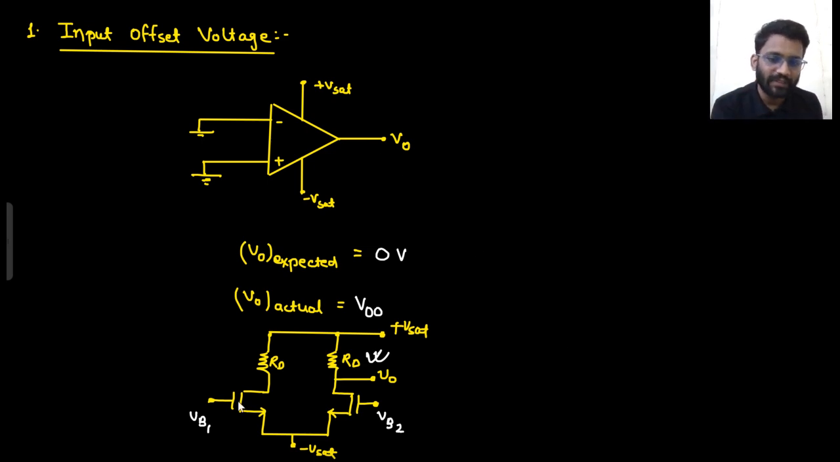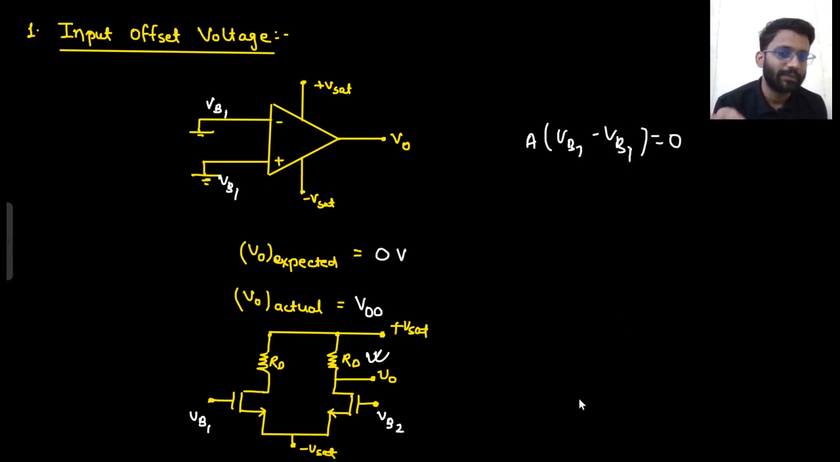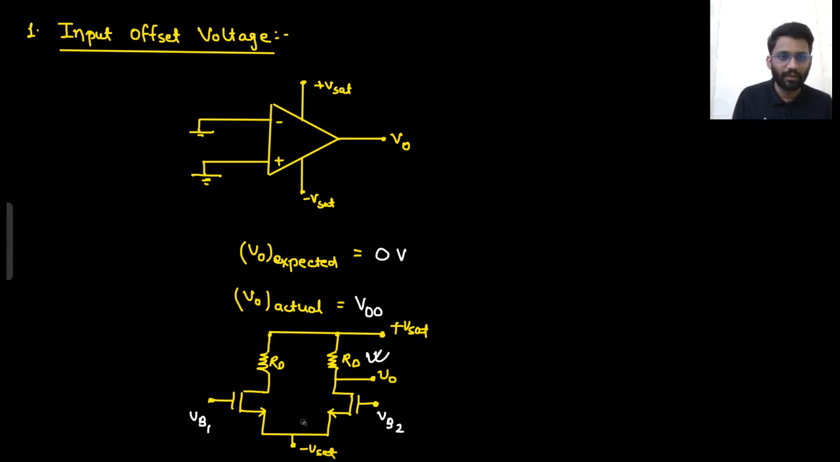Look, if both of these DC biases were equal, then what would your output be? Output would be A into VB1 minus VB1. Your output would be equal to 0. But now these DC biases are not equal. These DC biases are different. And because of that, you get some voltage at the output, even if you haven't applied any small signal input.